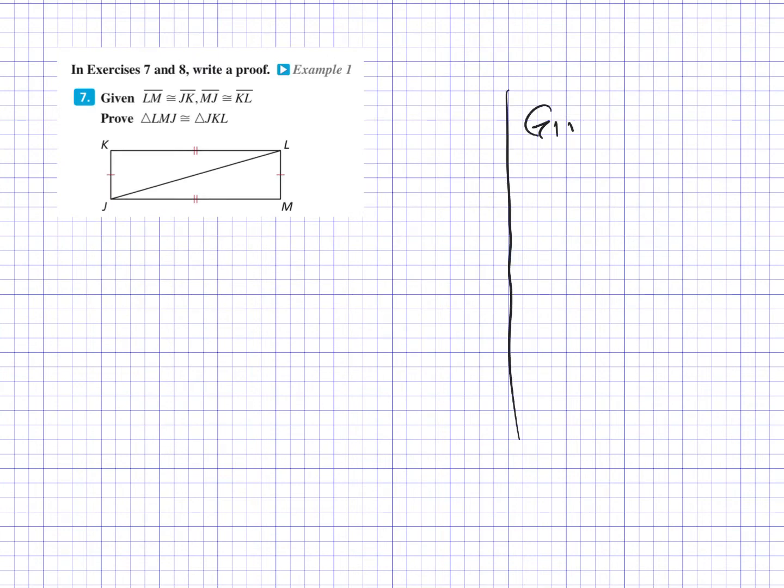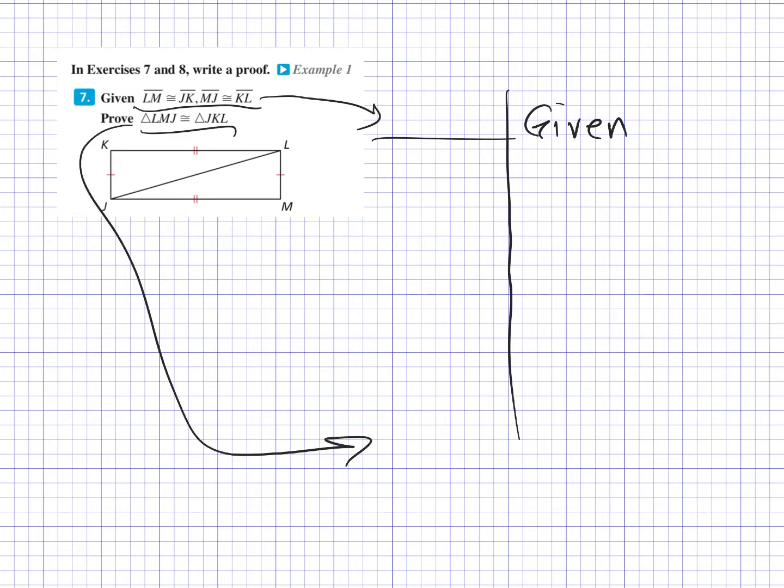So we have the given. I'm not going to write the given. We have all those things here for the given. And the proof statement goes down here, all right? Triangle LMJ is congruent to triangle JKL. All right. I'm just going to go ahead and make it look nicer. All right. Triangle LMJ is congruent to triangle JKL. All right. That's your proof statement.